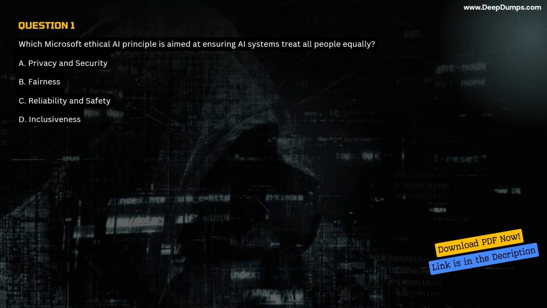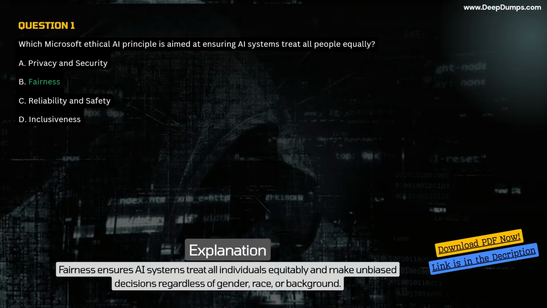Question 1. Which Microsoft ethical AI principle is aimed at ensuring AI systems treat all people equally? A. Privacy and security. B. Fairness. C. Reliability and safety. D. Inclusiveness. Correct answer B. Fairness. Explanation. Fairness ensures AI systems treat all individuals equitably and make unbiased decisions regardless of gender, race, or background.